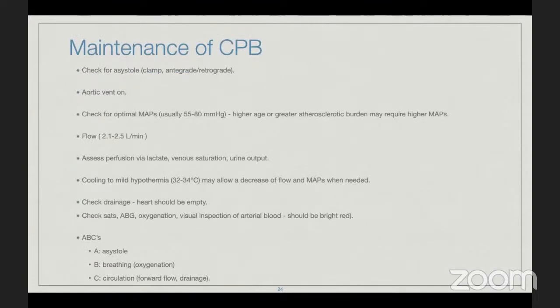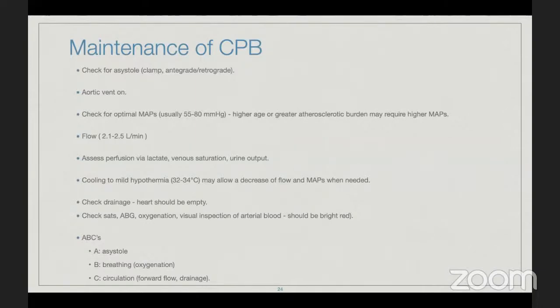So throughout bypass, you need to check for asystole, proper arrest of the heart, by clamping, antegrade and retrograde plegia, venting the aorta, and checking for optimal pressure. In higher age, in patients with atherosclerotic burden, you may need a higher MAP than usual. You need to ensure the flow is 2.1 to 2.5 liters per minute throughout the case. Assess perfusion via lactate, venous saturation, and urine output. Cooling to mild hypothermia may allow decreasing the MAP as needed.